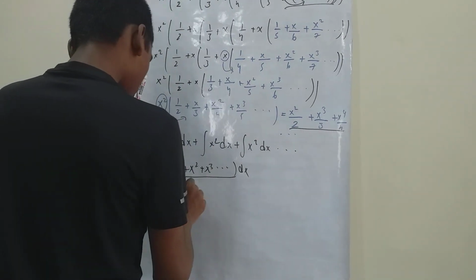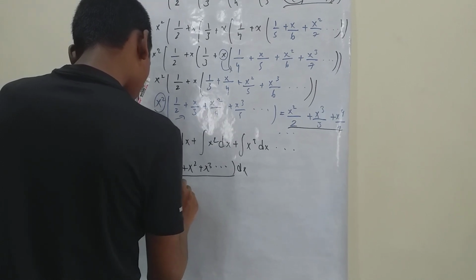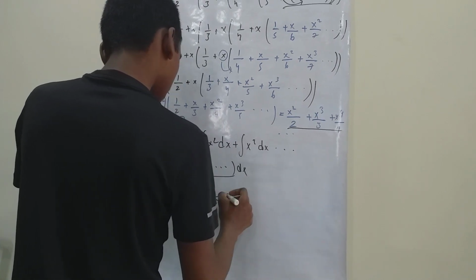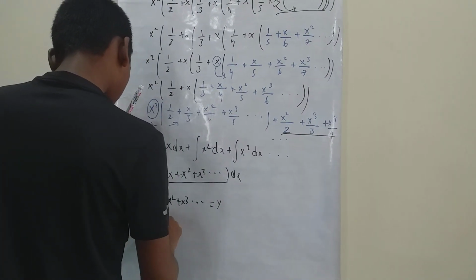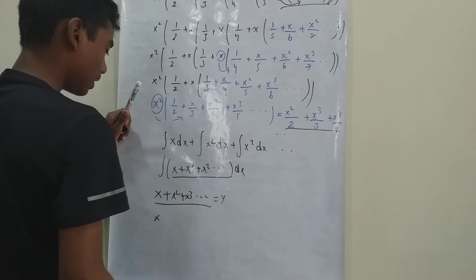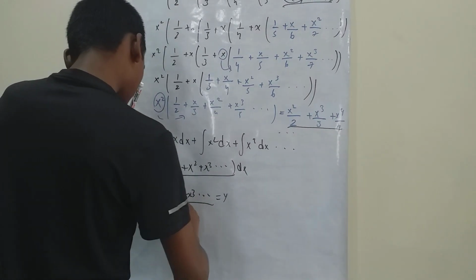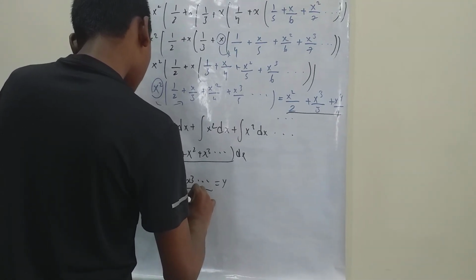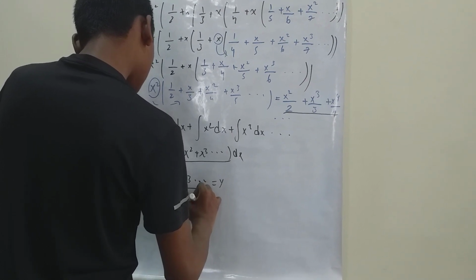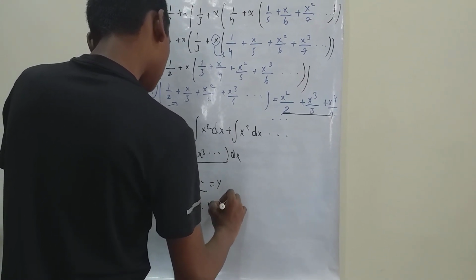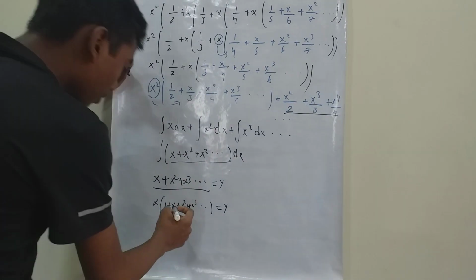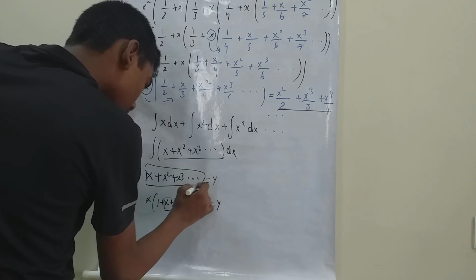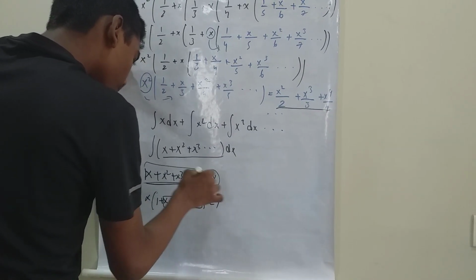So when I solve this, x plus x squared plus x cubed and so on, well, that equals, let's just keep it as y. Now if I take x common in this full sequence, I get x times 1 plus x plus x squared plus x cubed and so on. So that equals y. Right. So now if we look at this series, this is the same as this. So I could rewrite this one like that.